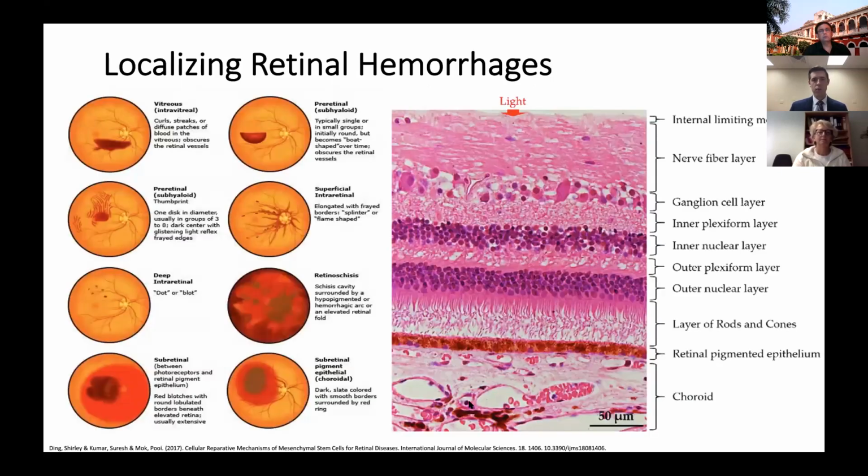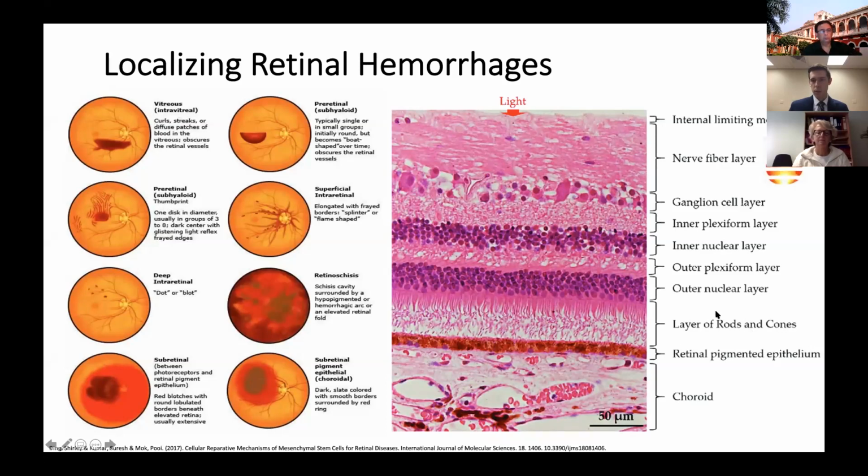And then we move along. This is a busy slide. I don't expect you to read it all, but I do love the fact that it has this nice histopath slide of all the retinal layers, showing you light's pathway as it works its way down from the top internal limiting membrane all the way down to the beautiful choroid here. And this is an important thing to keep in mind because we can localize hemorrhages based on what layer of the retina they're in, and we have a little diagram to help.